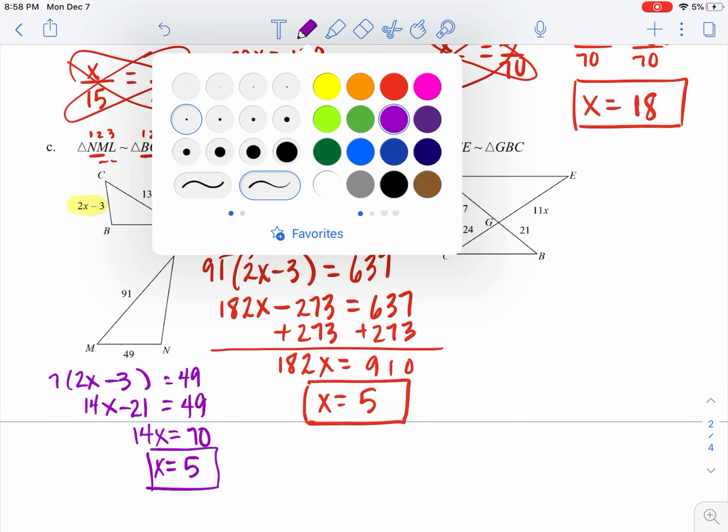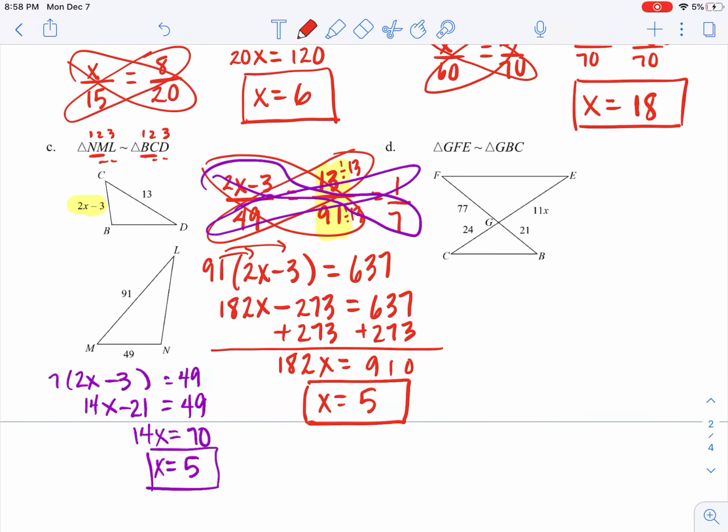All right, the last one. Same thing, what we've been doing. We're going to make a proportion because we're dealing with sides. And so I like to start with the x. The x is right here, 11x, right? So we're going to start with 11x. That is on line segment GE. GE are in the first and third position, so go to the other side and look for GC. GC is down right here, right? 24. So 11x belongs over the 24.